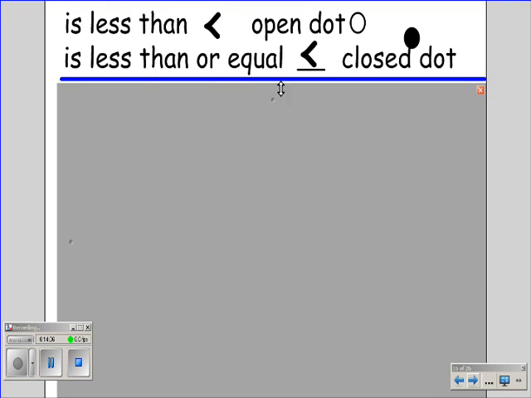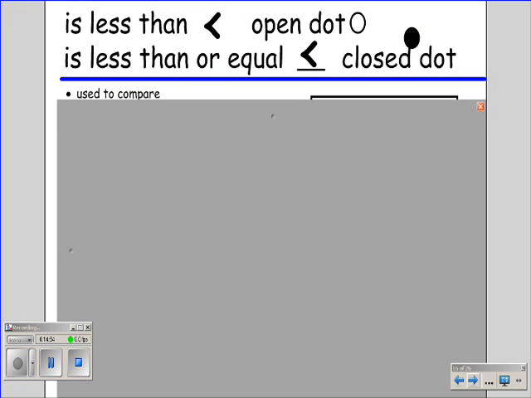The opposite is less than. We use the open dot. Is less than or equal to. We use the closed dot. So once again, when we're graphing on a number line, we'll look at these two values. We're really looking at the less than. Anytime the line is underneath it, we'll be using that closed dot.